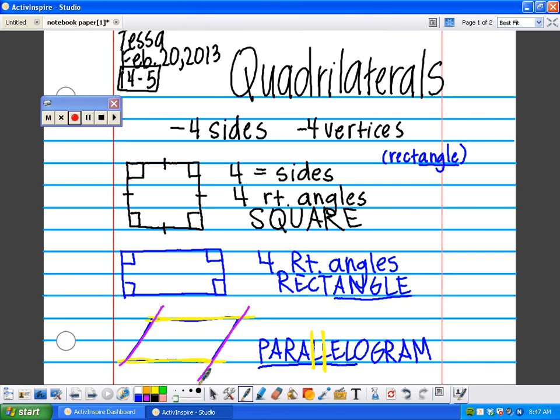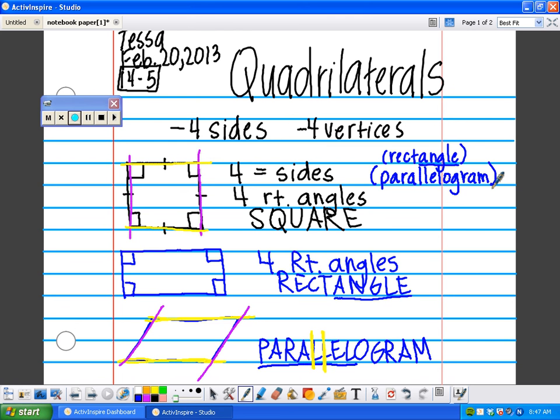Ooh, Maddie says, look at your square, Miss G. Could that be a parallelogram? Yes. Does it have 2 sets of parallel lines? It sure does, doesn't it? So this can also be called a parallelogram. Well, look at that square. It has 3 names so far.